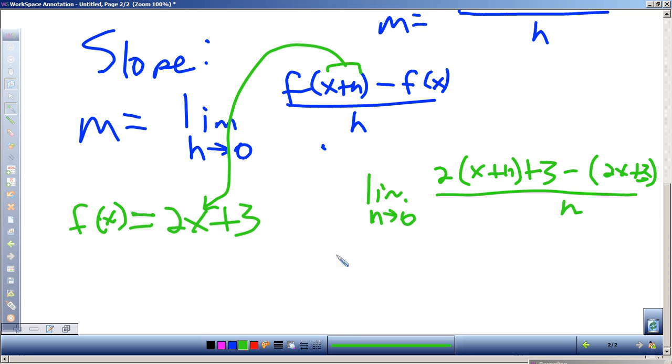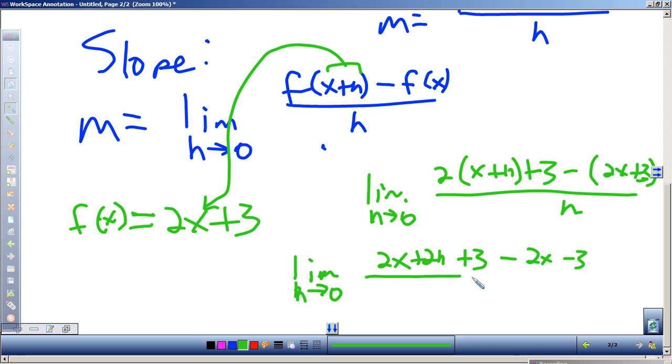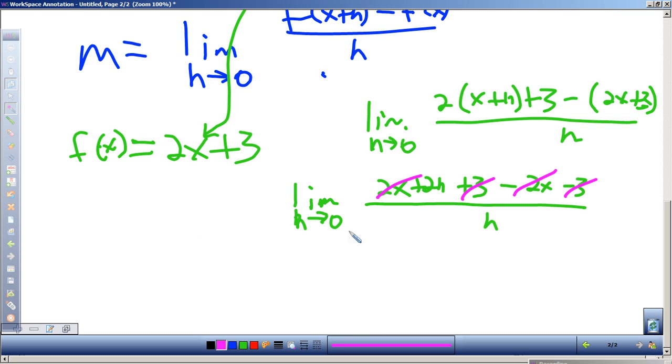So now we're going to simplify this. The limit as h goes to 0 of 2x plus 2h plus 3 minus 2x minus 3, all over h. Do you think it simplifies or cancels? Okay, so 2x cancels negative 2x, and then 3 minus 3, which leaves me with the limit as h goes to 0 of 2h over h.